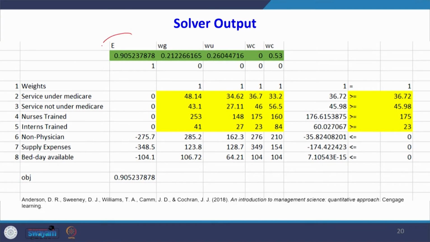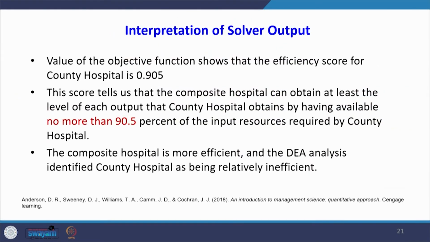The value of E is 0.90. When you look at here, both this and this are equal, but you see that it is a greater than or equal to type. So, it is a surplus variable. Here also it is a surplus variable. Okay, so this is the output. Now, we will interpret this solver output.